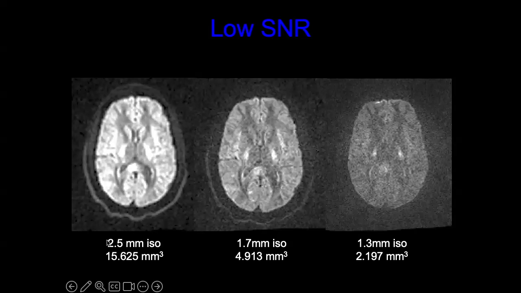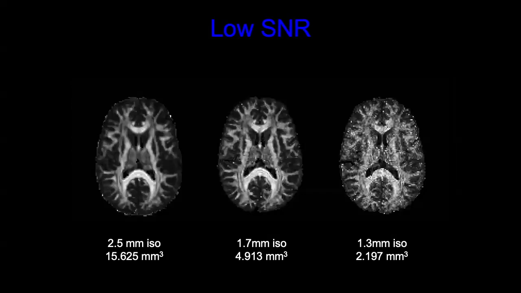And people, when you're sitting at the scanner, you think, oh, I'm going to go from 2.5 to 1.7, like I changed it some. No, but if you think about your voxel volume, you've gone from 15.6 millimeters cubed to less than 5. So you're down to a third of what you started with. So it changes quickly using isotropic voxels. And yes, this does affect your calculated parameter map. So here's the FA with those same changes in resolution, and you can see that noise, again, compresses the range of fractional anisotropy values that you can get.